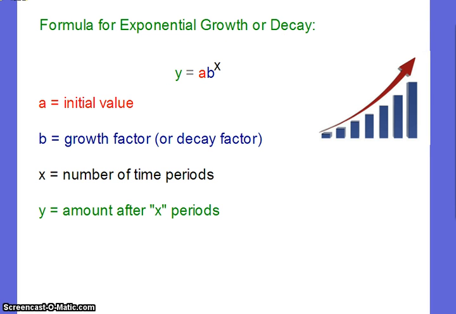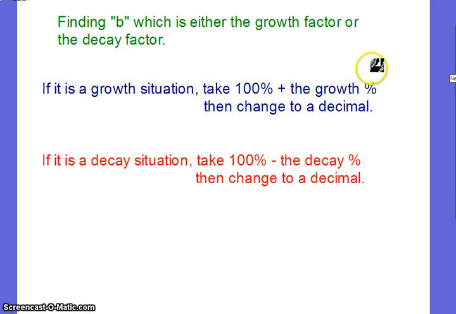The first problem we're going to be doing right here is just talking about how to get B, which is the growth factor or the decay factor. Now, if it's a growth situation, you need to add 100% to the percentage that they give you in the problem, and that way you're actually growing. So in a growth situation, your B actually has to be greater than 1.